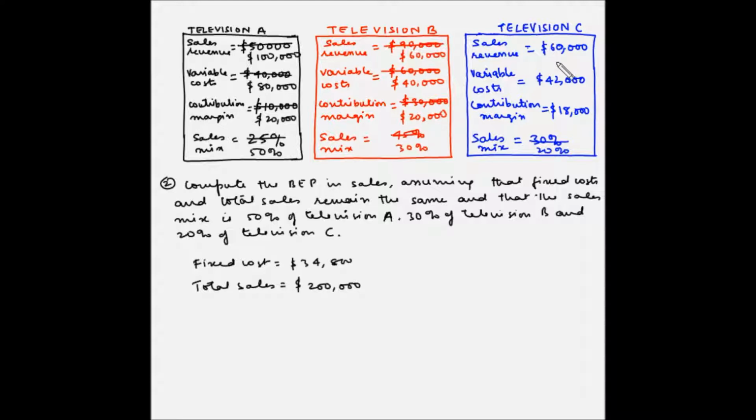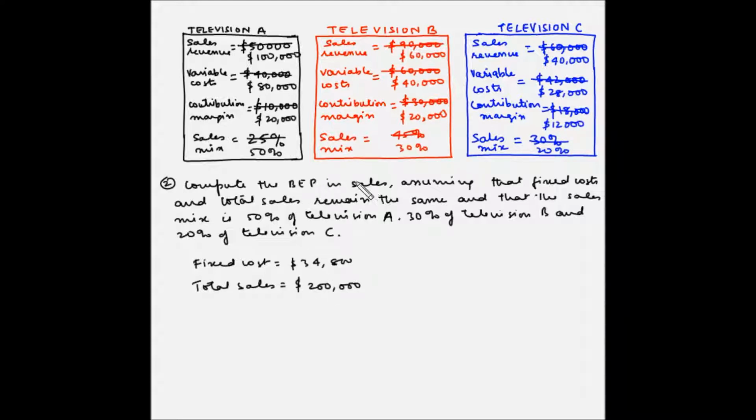For television C, the sales mix is now 20%. So 20% of 200,000 is $40,000. Now the variable cost was 70%. So 70% of 40,000, 7 fours are 28. So this becomes $28,000. And the contribution margin is 40 minus 28, which is $12,000.